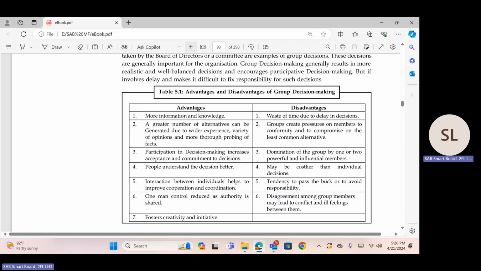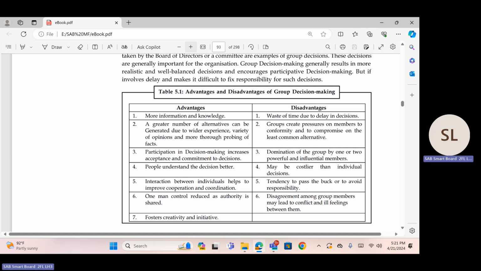Right. Then these advantages of the group decisions can be considered as the disadvantages or limitations of the individual decision. And the disadvantages or limitations of group decision making can be considered as the advantages of individual decision making. If you know one, the other can be noted easily. Then these are the advantages of group decisions.